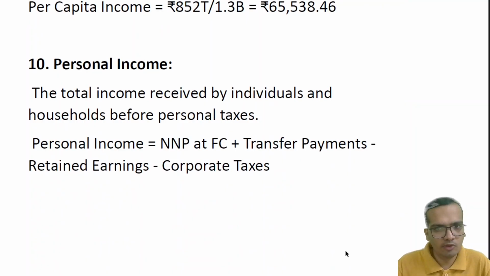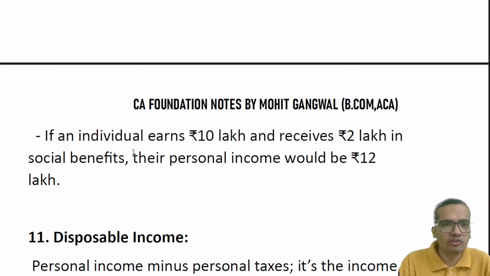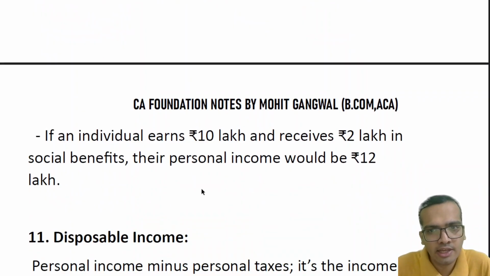Then comes one more interesting concept, personal income. So what is personal income? It's the total income received by individuals like us and households before personal taxes. So personal income is equal to NNP at FC plus transfer payments less retained earnings less corporate tax. We will see this by example. Suppose an individual earns rupees 10 lakhs and receives 2 lakh in social benefit, then the personal income would be 12 lakhs.